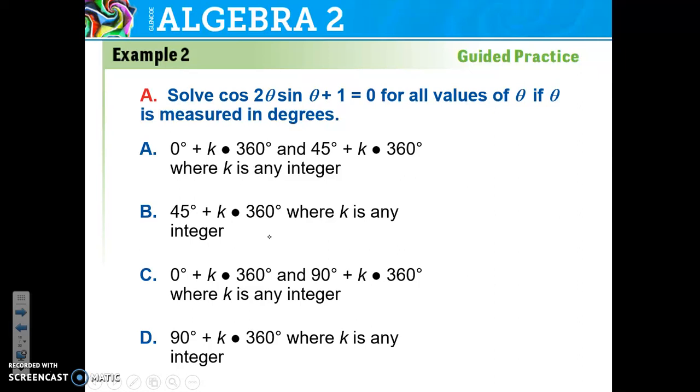All right, try this one. Okay, your answer here should have been D, 90 degrees plus all of the multiples of 360.